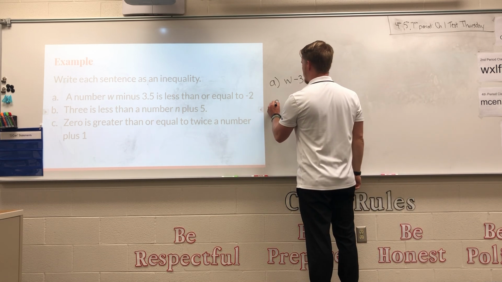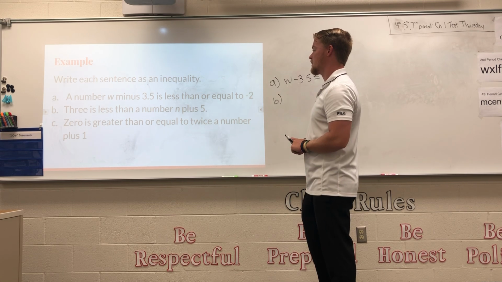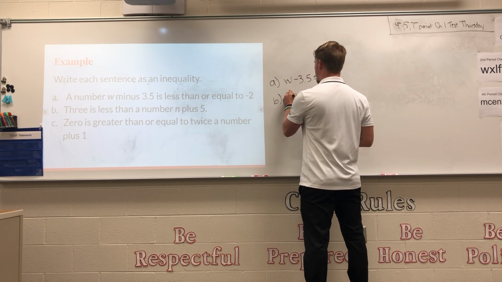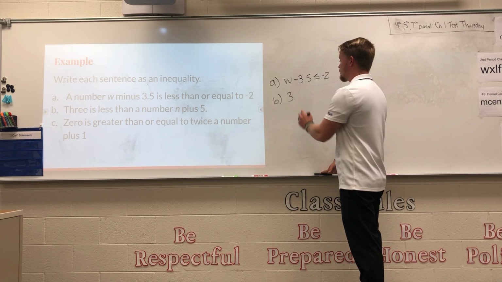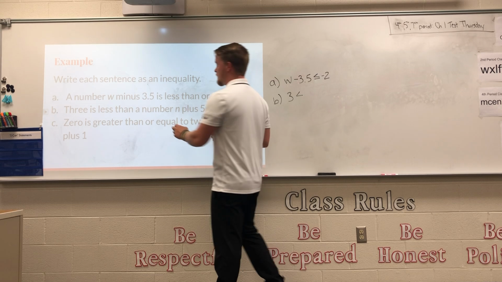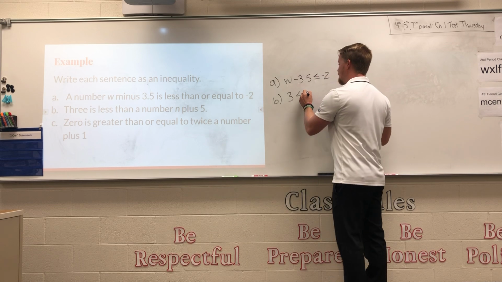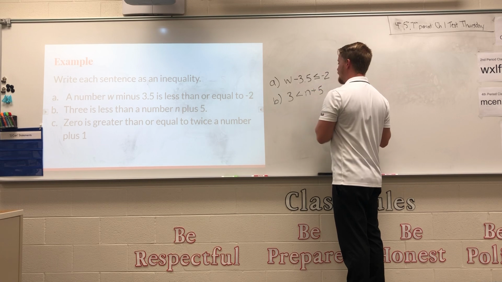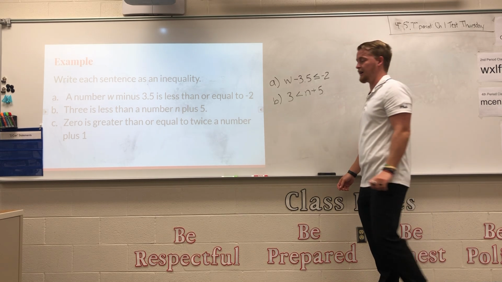Part B says 3 is less than a number n plus 5. So again, just take it part by part and write it left to right as you go. 3 is less than, so "is less than" is our phrase, so we just use the less than symbol. A number n, so again, they tell us the variable they want us to use, a number n. So I'm going to use the variable n plus 5, and then I do addition, plus 5. So there's your inequality for part B: 3 is less than n plus 5.